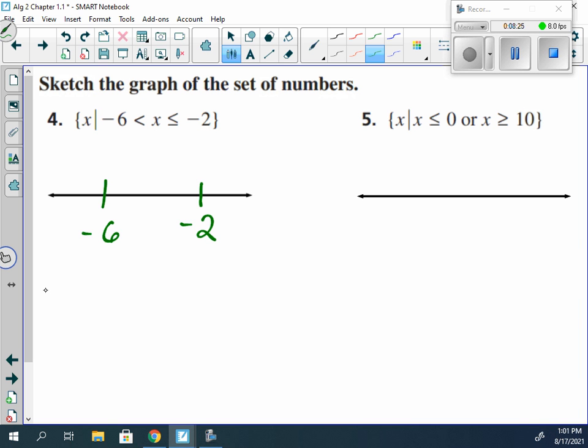The one key thing that I will deduct points on is if you set it up like this, I will mark that wrong. Because smaller numbers go on the left, bigger numbers go on the right. We just have to set it up properly. Okay. At -6, we had to have a circle and shaded.